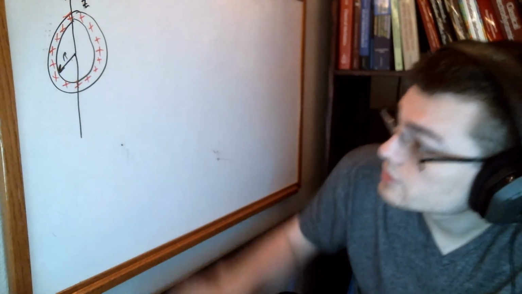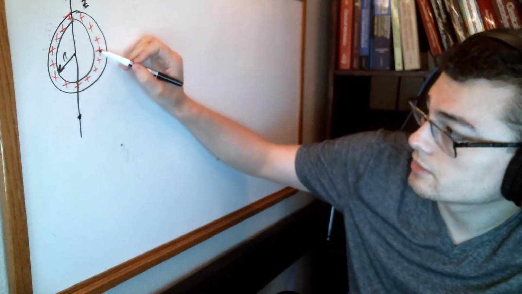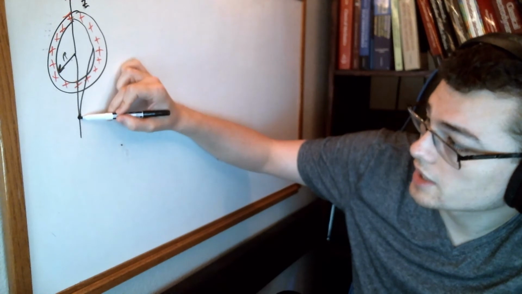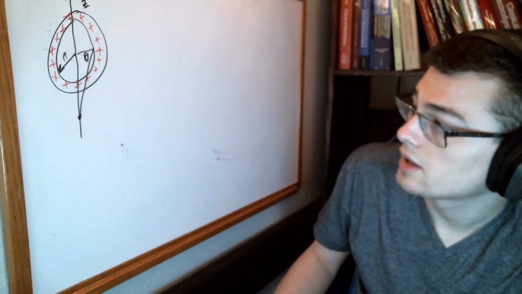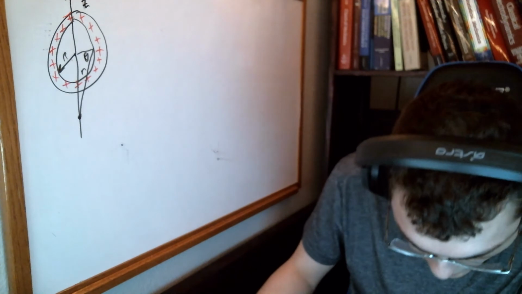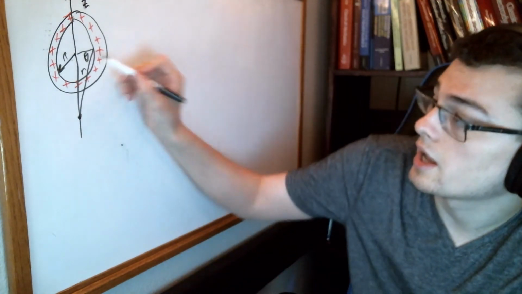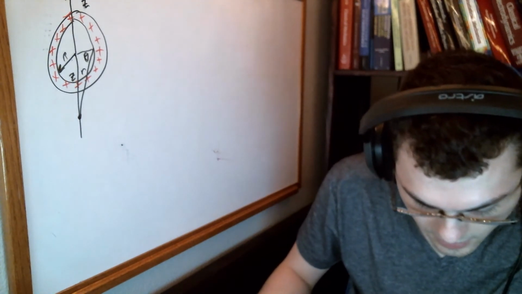And so now if we are trying to find the electric field at a point outside the ring here, on the z-axis, we'll have that this angle here is going to be equal to theta, and that this distance from the ring to this point here is going to be R. And then this distance from the center of the ring to the point is going to be z.